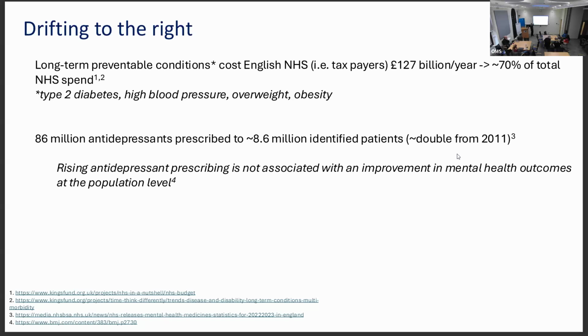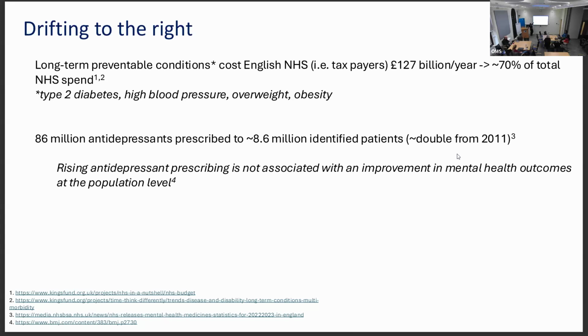So we are drifting to the right, and in financial terms, that's about 127 billion pounds per year on these long-term preventable conditions. And I say preventable because diet and exercise can actually prevent a lot of these conditions. Stephen, it almost seemed like Stephen had seen my slides before. He was talking about stuff that I was going to be speaking about. So I think there's great alignment there.